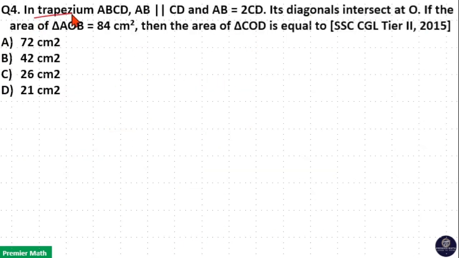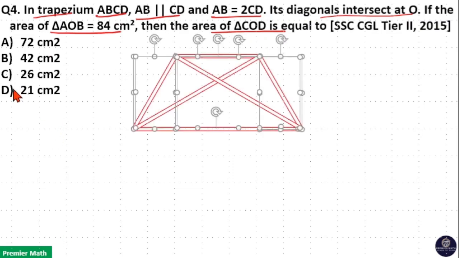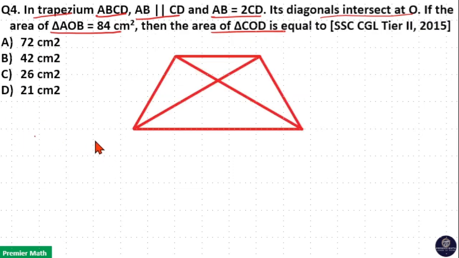In trapezium ABCD, AB parallel to CD and AB equal to 2CD. Its diagonals intersect at O. If the area of triangle AOB is equal to 84 cm square, then the area of triangle COD is equal to. Diagonals of trapezium ABCD intersect at O.